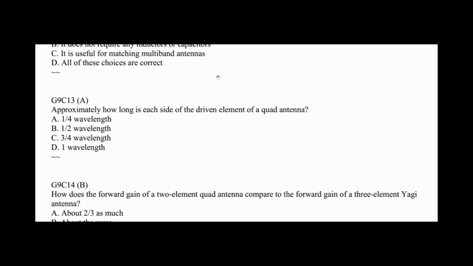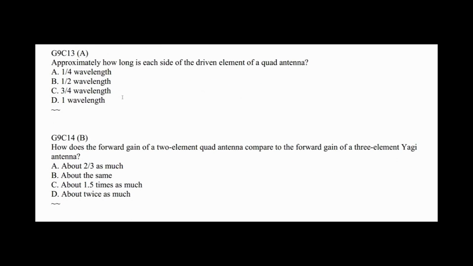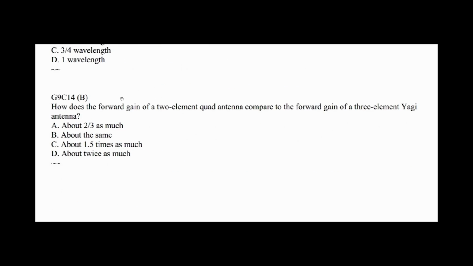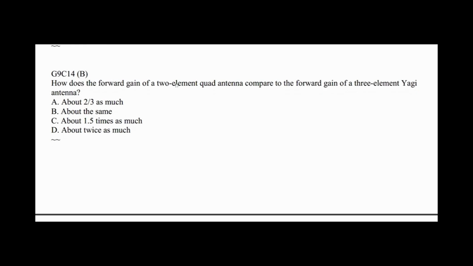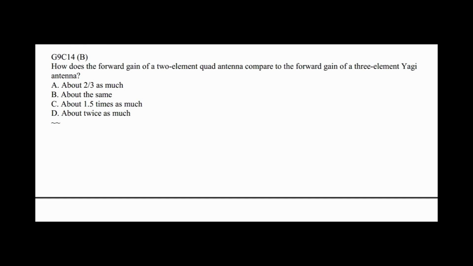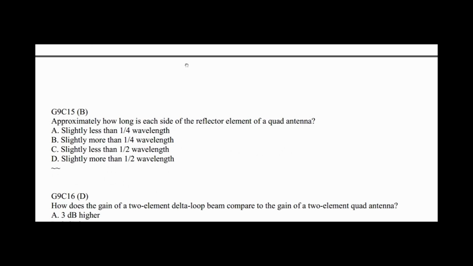G9C13. Approximately how long is each side of a driven element on a quad? Now this one's a bit tricky. So we're talking about each side of the quad. A quad loop is one wavelength, but they're only taking one side, so typically it'd be 1/4 wavelength. G9C14. How does the forward gain of a 2-element quad compare to the forward gain of a 3-element Yagi? They're about the same, and that's the answer they have. Somewhere in the neighborhood of 6 dB on a good day.